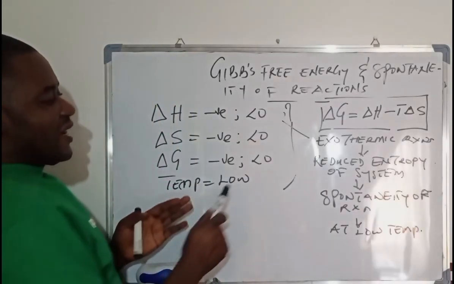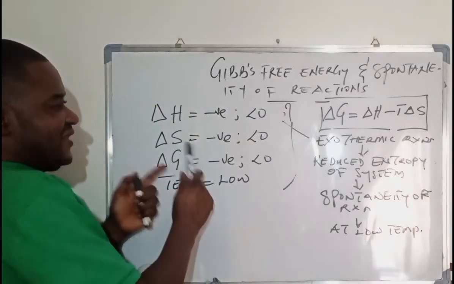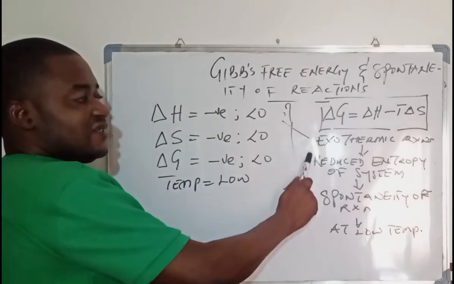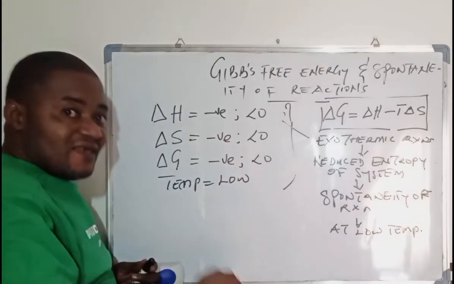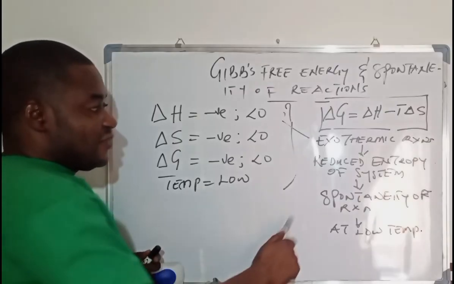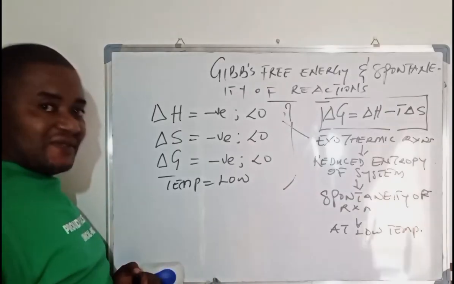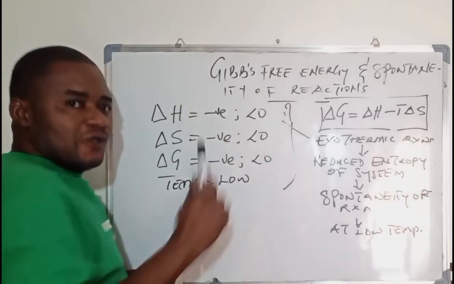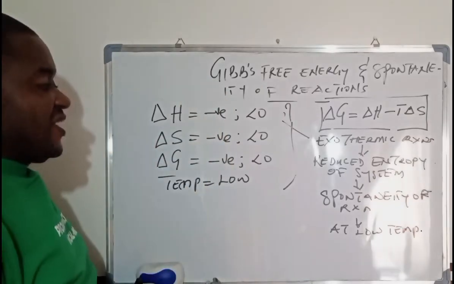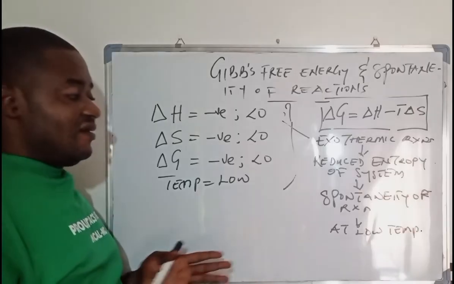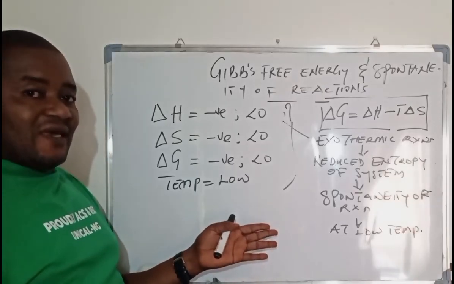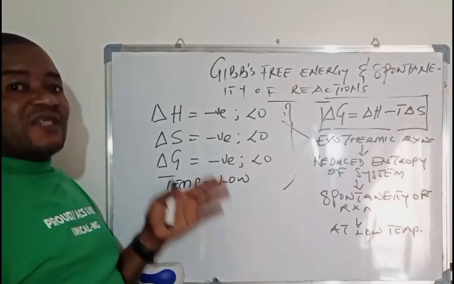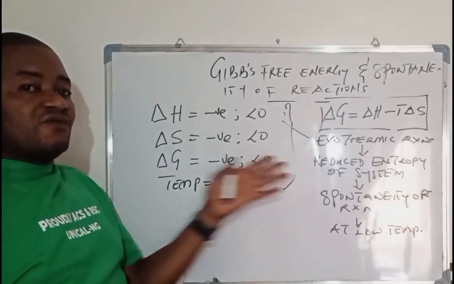So it means that you can only have this kind of reaction, an exothermic reaction leading to a reduced entropy of the system, become spontaneous only when we have low temperatures for such a system. If temperatures are increased, if they are higher, it means that you cannot have such an exothermic reaction be what?